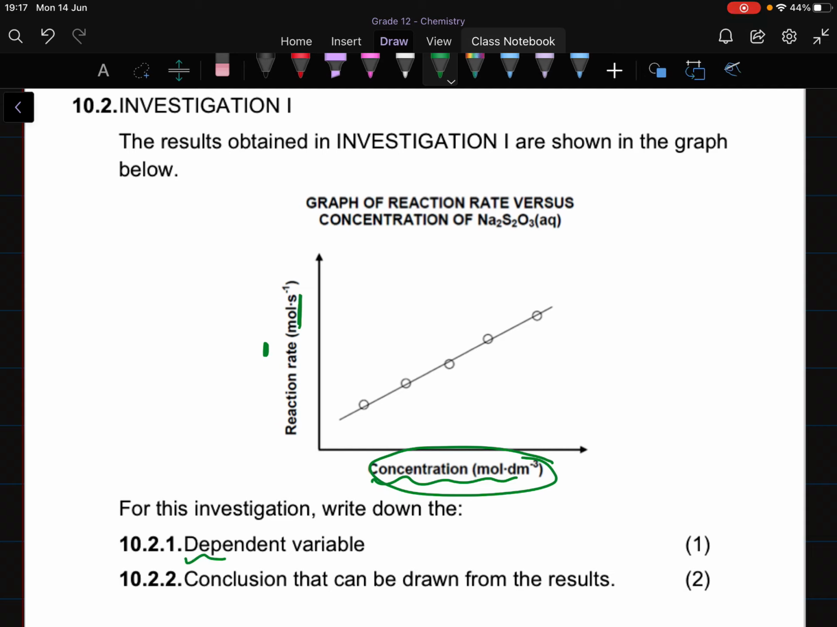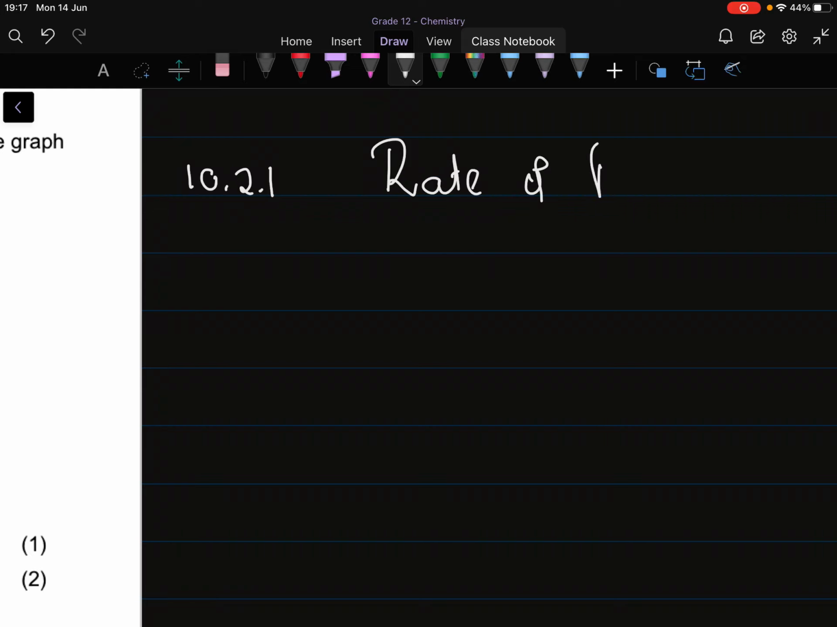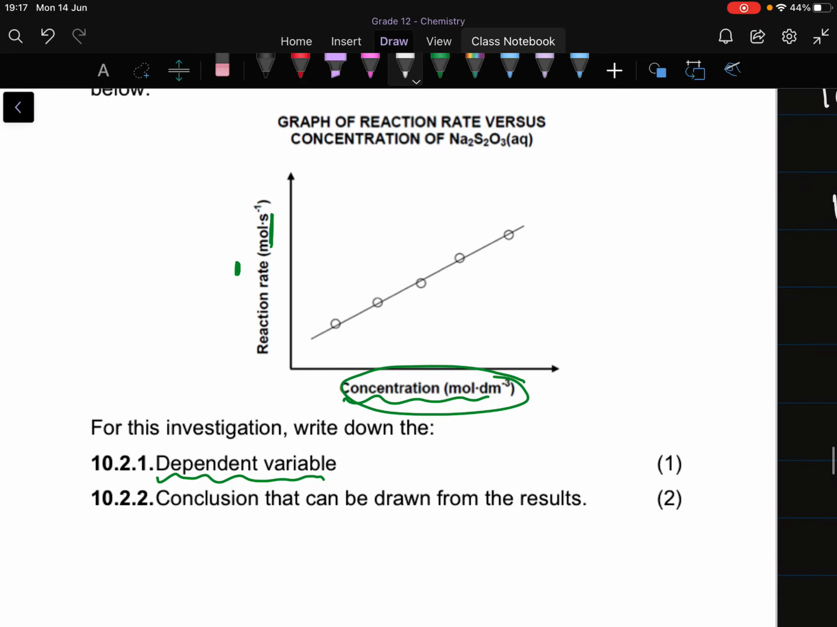And the first thing they ask is this. What is the dependent variable? Well, the dependent variable always goes on the x-axis. So that means for 10.2.1, my dependent is rate of reaction. So that looked a lot more complicated than it was. So we didn't need to freak out too much.